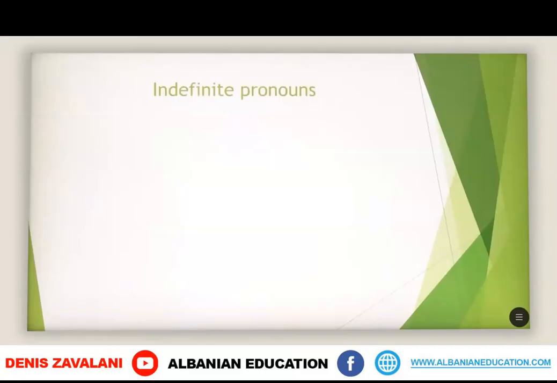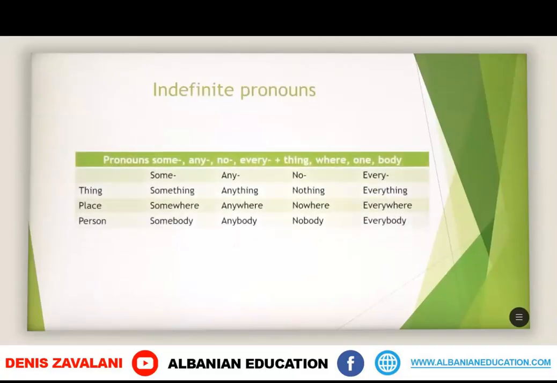Indefinite pronouns. Indefinite pronouns are pronouns that refer to things, places, and persons in general. They don't indicate anything in particular. We've got a table here which presents the indefinite pronouns. As we mentioned earlier, they can refer to things, places, and persons. These are the prefixes that we use to create indefinite pronouns: some, any, no, every.